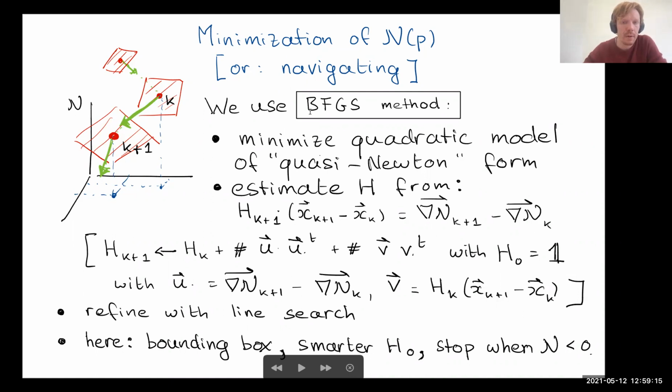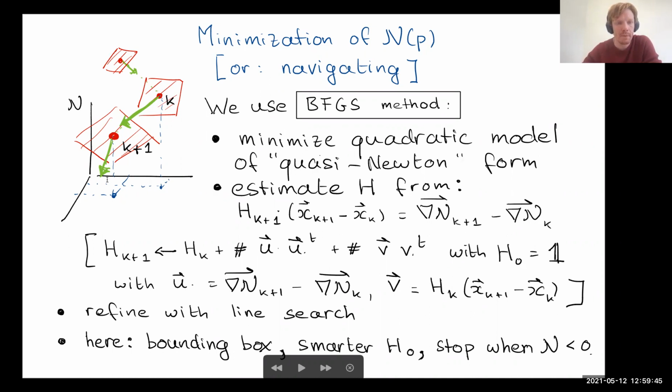So the algorithm we used is very well known in numerical optimization. We really took a Python library and basically used it with very minimal modifications. So it's called the BFGS method, named after 4 people whose names I unfortunately forgot, but you can find it on Wikipedia. It's a very famous method. And the idea is to minimize a quadratic model that's not exactly based on the Hessian, but it's a sort of quasi-Newton method. So the idea in particular is to estimate the Hessian as follows.